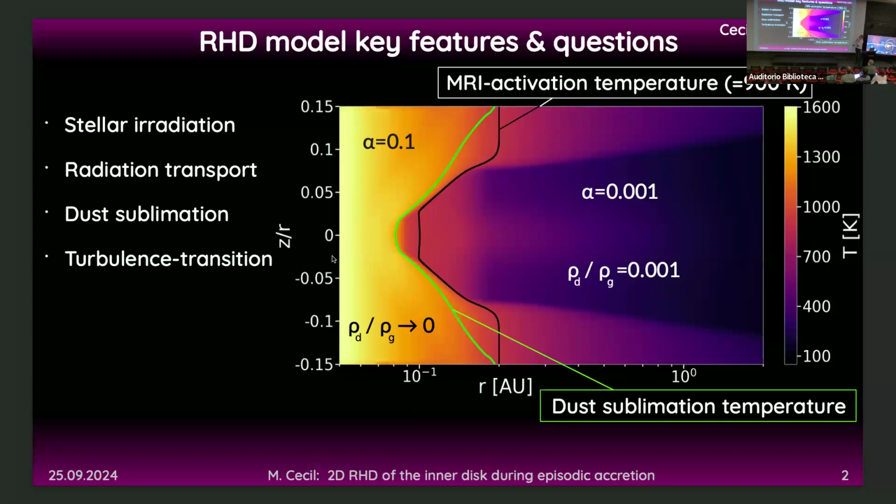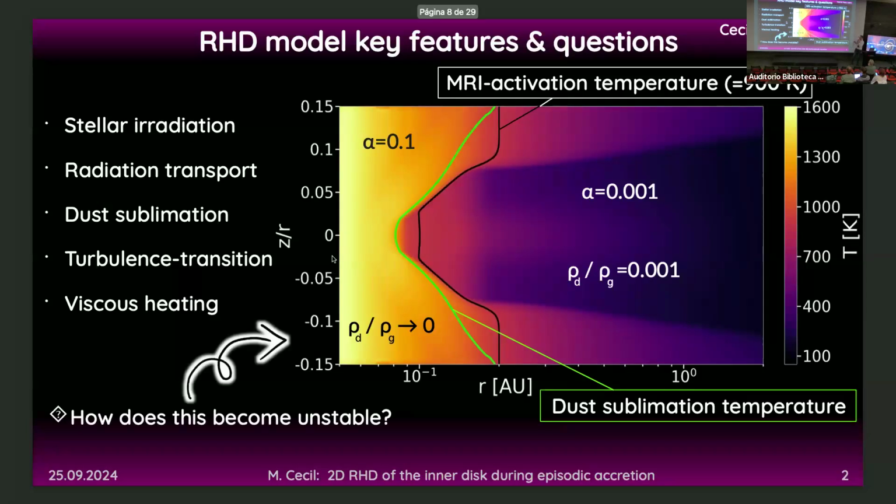So we assume that at the temperature of around 900 Kelvin, the disk is ionized enough to allow the occurrence of MRI, which produces this MRI activation front represented here by this black contour line. And when talking about viscosity, we also have to take into account the heating that's produced by the viscous dissipation. So as the title already said, we expect to see instability developing in here, producing an accretion outburst.